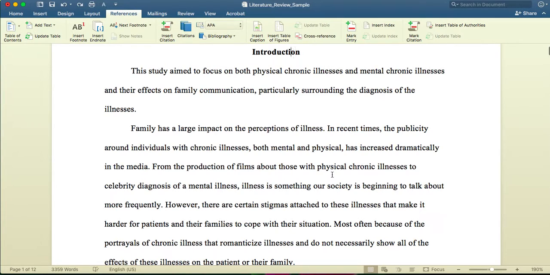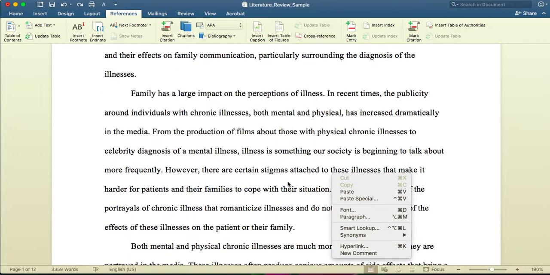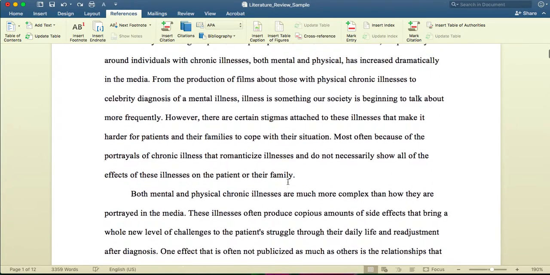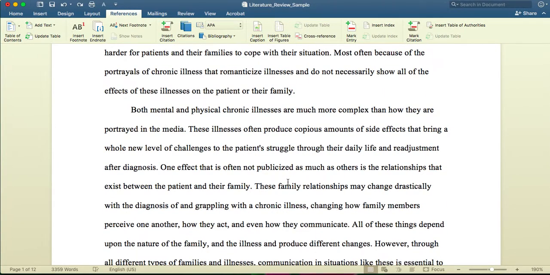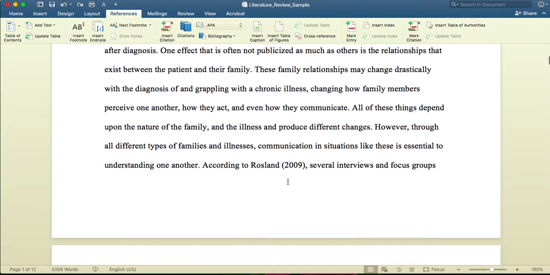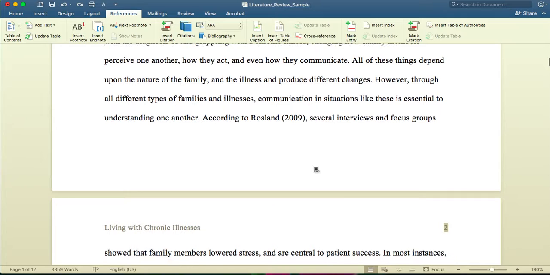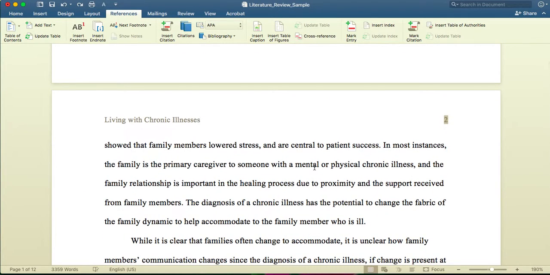Then she told me why she chose family communication. And you can see here she talks about how family has a huge impact on the perception of illness, but that both mental and physical chronic illnesses are more complex than they're portrayed in the media, and so forth. Notice this citation here. According to Rosalind, 2009, several interviews and focus groups showed that family members lowered stress and are central to patient success.